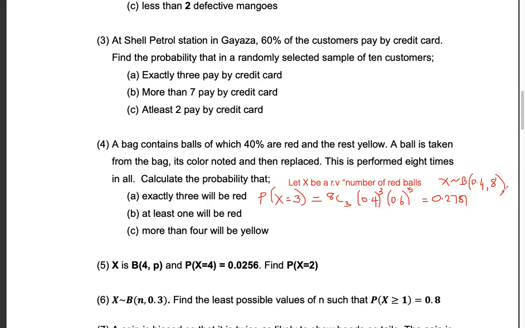So can you tell us what you got for part B? How did you do it? Part B was at least one will be red. So that is the probability of X greater than or equal to 1, which is the same as 1 minus the probability of X less than 1. So what do you get here? It's 1 minus the probability of X equals 0.